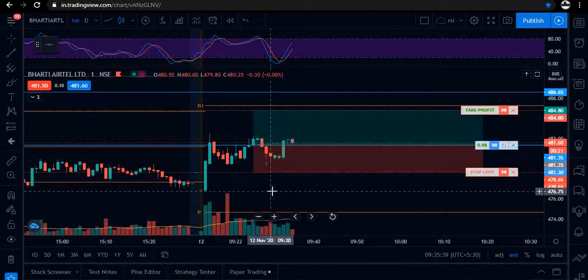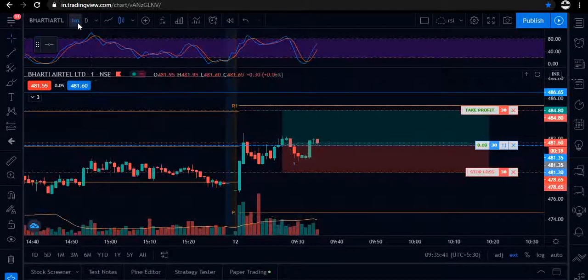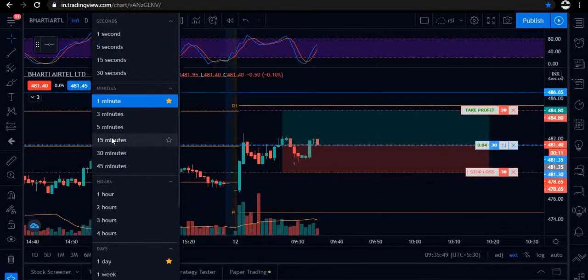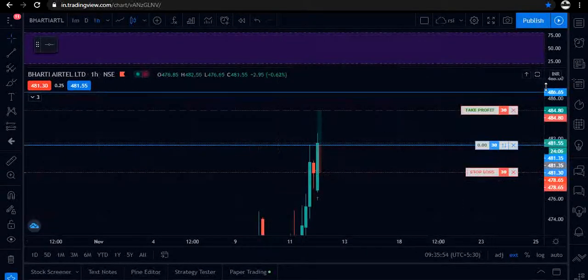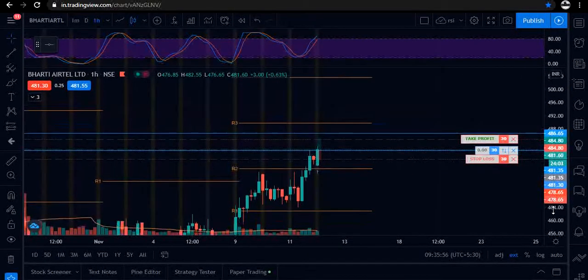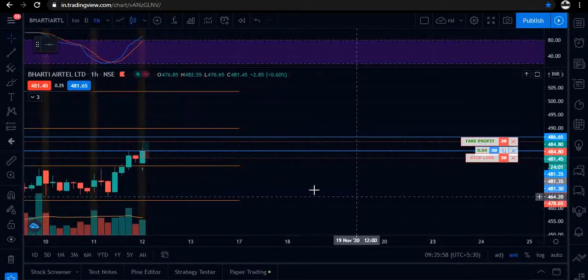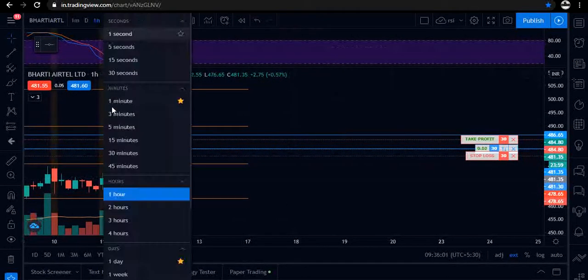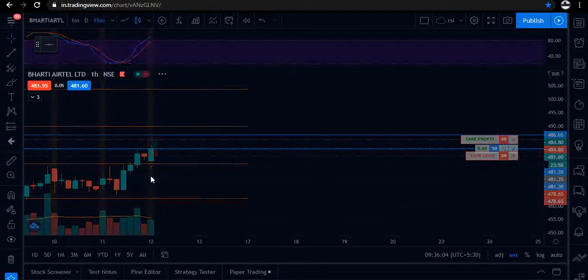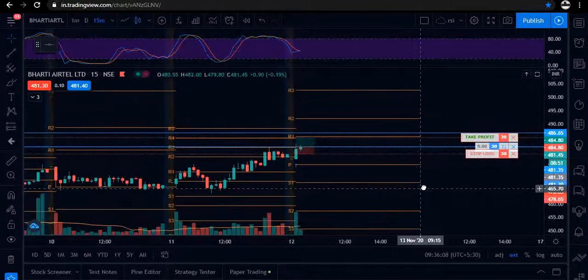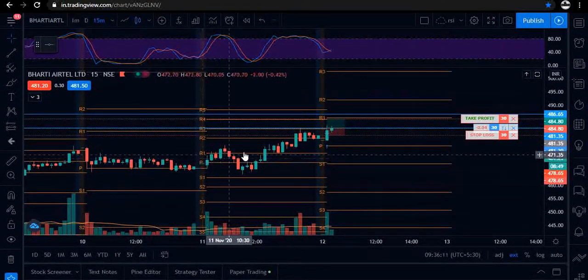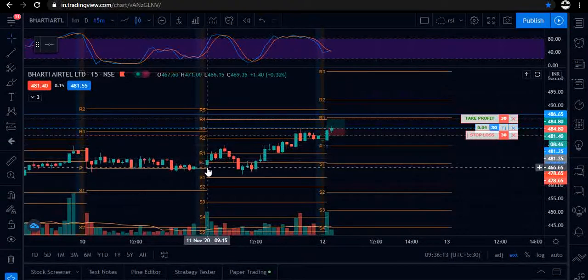So let me explain the logic or the setup which I am using. Let me switch to a bigger time frame, let's say 1 hour. Okay traders, here let me do it in 15 minutes, which will be easier to understand. So this is the chart of yesterday. This is yesterday's zone.